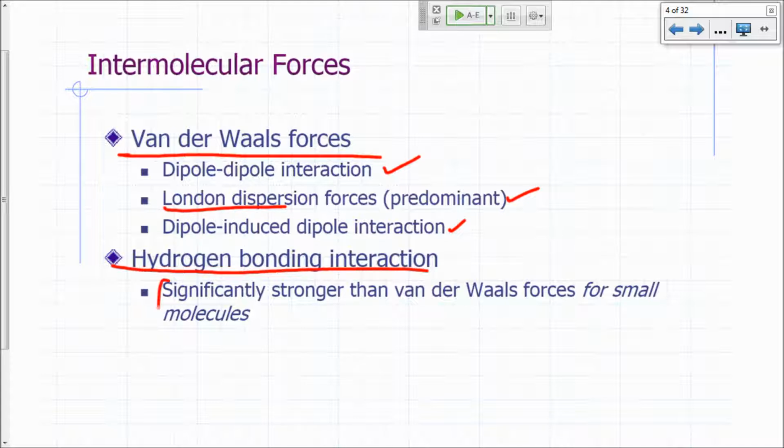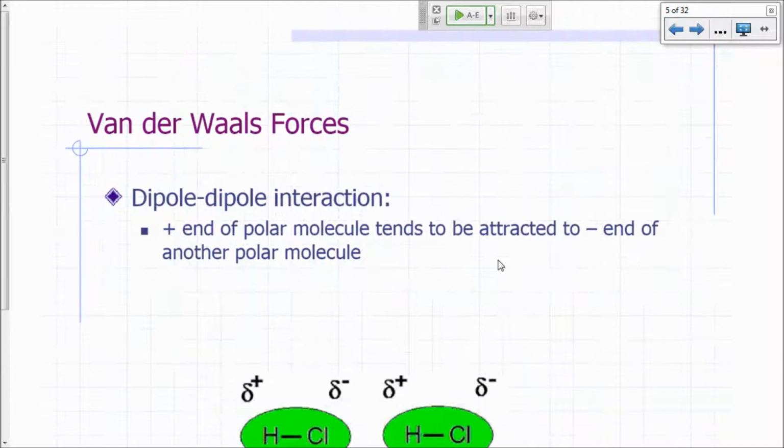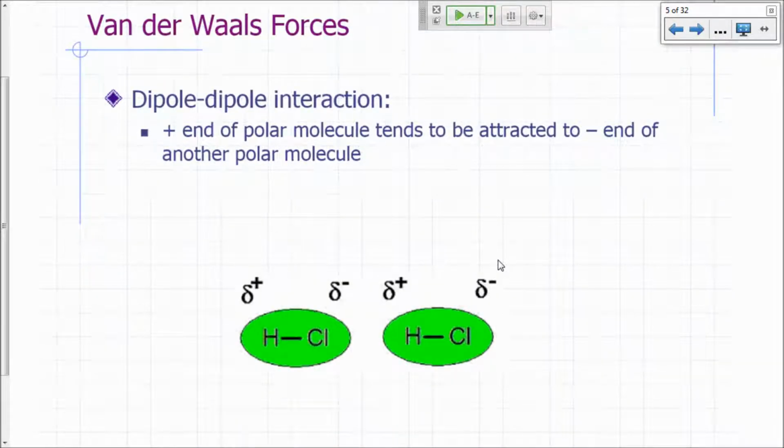Hydrogen bonding is significantly stronger than van der Waals forces for small molecules, and these are special cases where there are specific cases where this could occur. We're going to look at that in this lesson. So let's start with dipole-dipole interaction because that's the easiest one to understand.